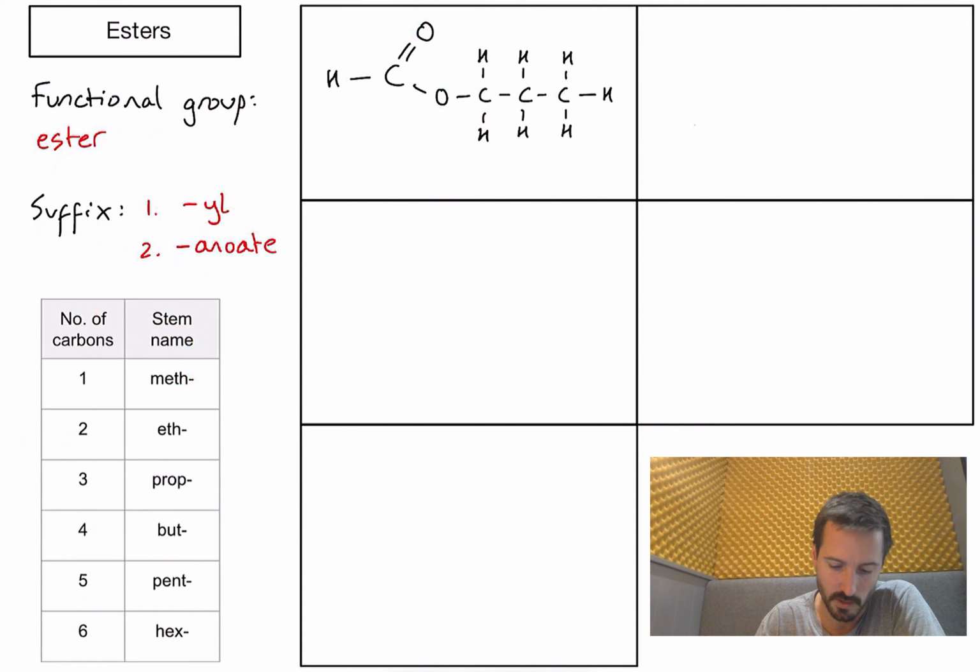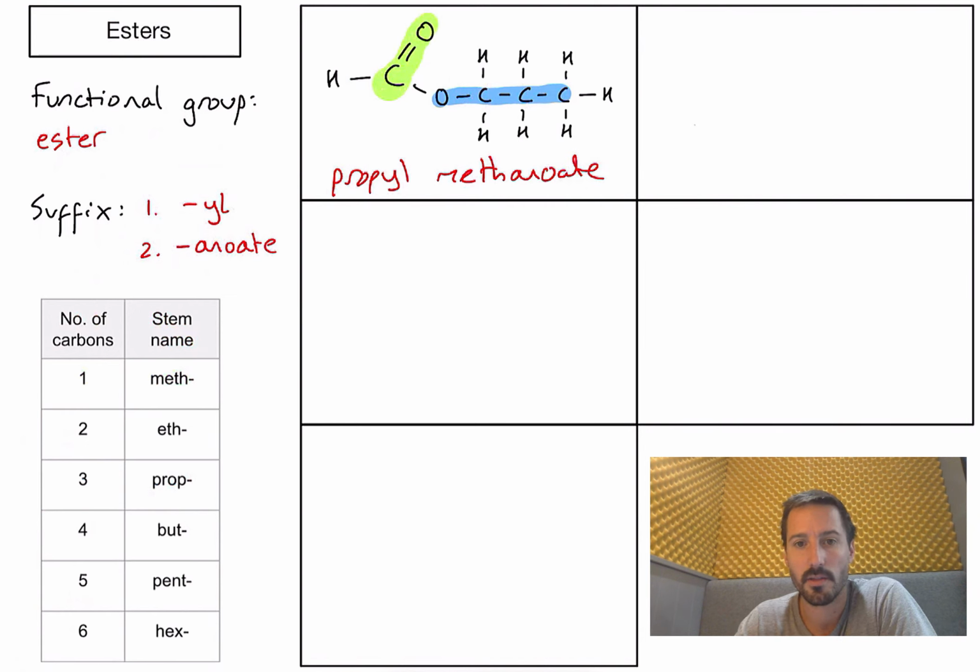So first example, here we go. First of all, let's identify which bit of that molecule has come from the alcohol. Well, I'm looking for the part that's just got a single bond to the oxygen, which is the bit on the right. And because that's got three carbons in it, the stem part of that name will be prop. So my name is going to begin with propyl. Which bit has come from the carboxylic acid? Well, it must be the other side of my molecule, in which case there's only one carbon there. So the second part of my name must relate to the stem name meth. So I'm going to write that and anoate. So that example is propyl methanoate.